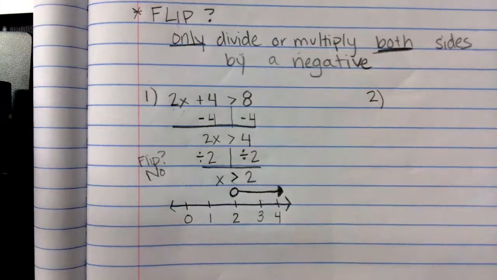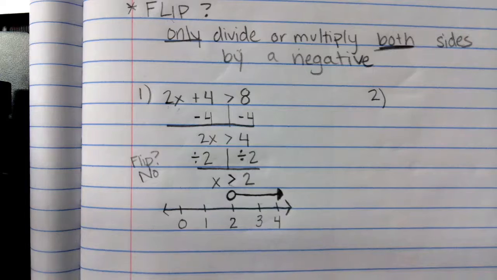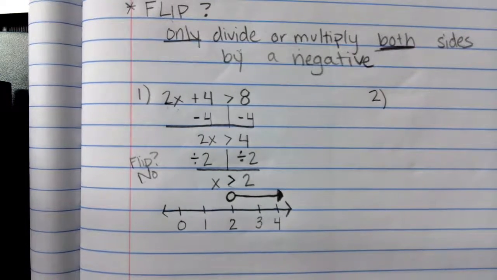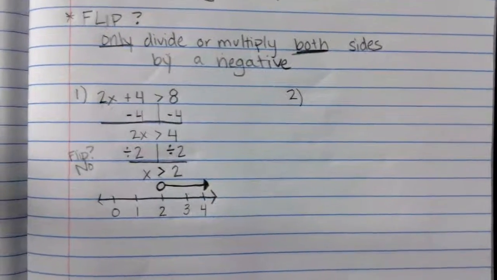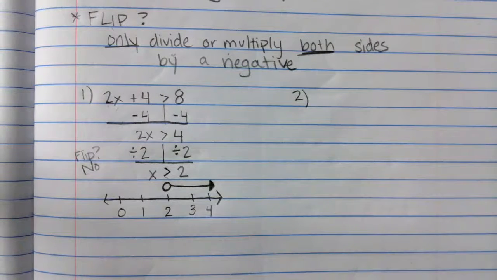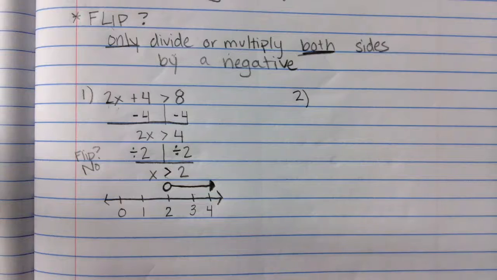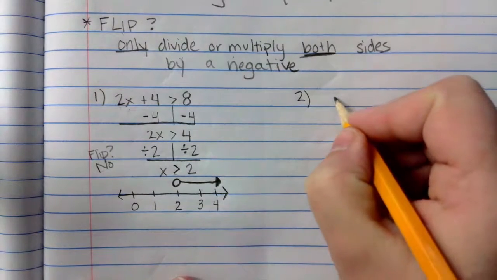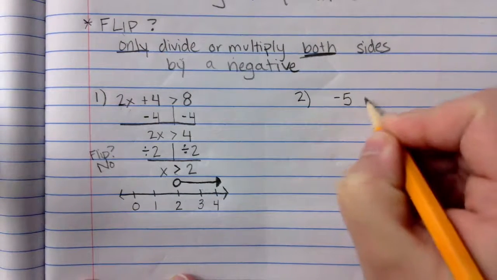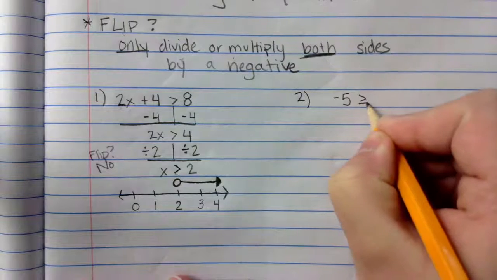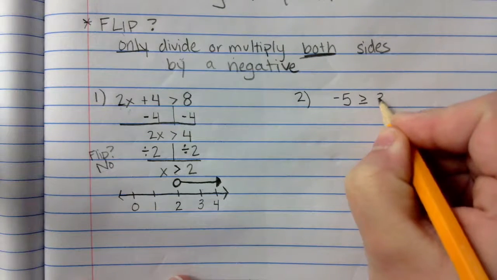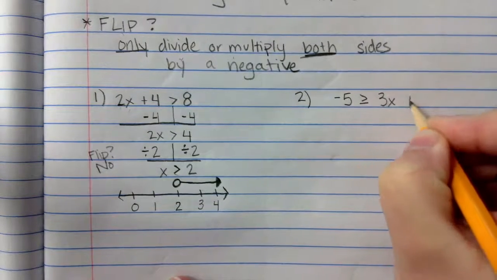All right, like I said, we're going to do 4 examples today. I'm going to just do number 2 right next to it because I have enough space there. It's going to take up about the same amount of space as number 1. So if you want to do it next to it, you can, or if you want to go below, that's fine too. This time we have negative 5 is greater than or equal to 3x plus 10.